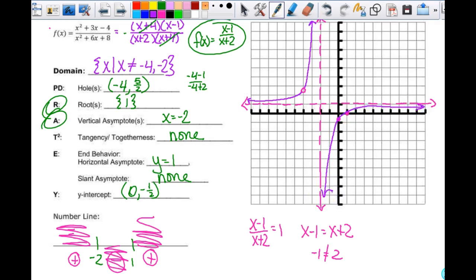Okay, and there you go. Make sure that I can actually see your points. All right, next one.